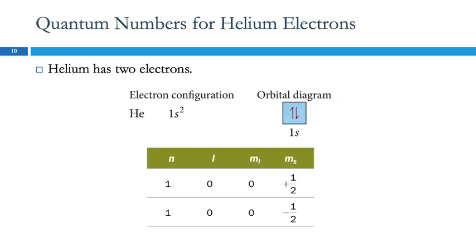So let's look at helium. Helium has 2 electrons, so the electron configuration is 1s2. Now there are 2 electrons in that 1s orbital. When we draw the orbital diagram, that's that same orbital that hydrogen had, but now we have 2 electrons in it. One's an arrow pointing up, one's an arrow pointing down. Their spins are opposite. And so if we look at the quantum numbers for those 2 electrons, the first 3 are the same, but the last one is different. Okay?